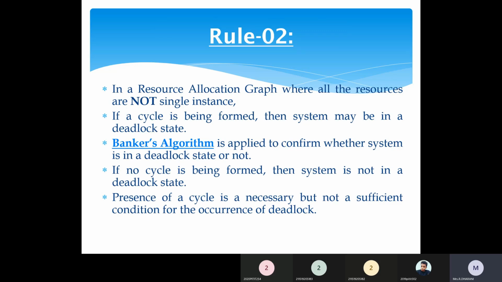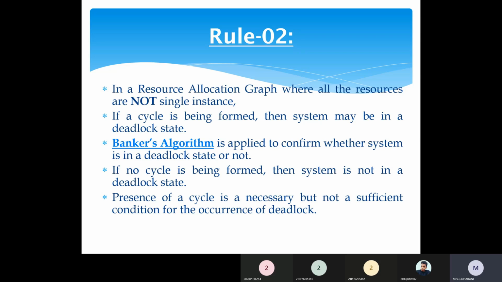Rule 2 is in a resource allocation graph where all the resources are not single instance, though a cycle is formed, the system may be in a deadlock state. Okay, if a cycle is formed, then the system may be in a deadlock state. So we use the banker's algorithm to confirm whether the system is in a deadlock state or not. And if no cycle is formed, then the system is not in a deadlock state. The presence of a cycle is necessary, but not a sufficient condition for the occurrence of a deadlock. There may be a cycle formation in the case of multiple instances.